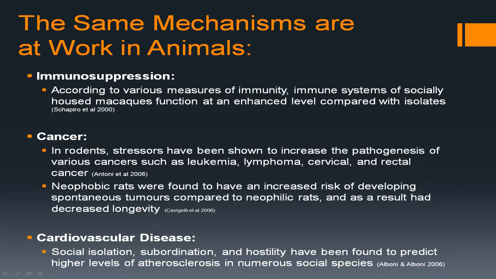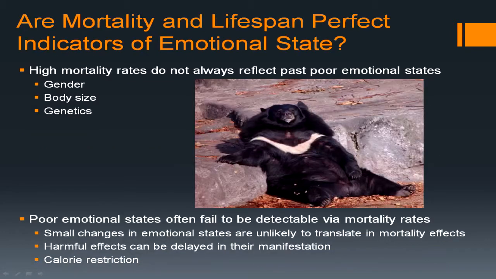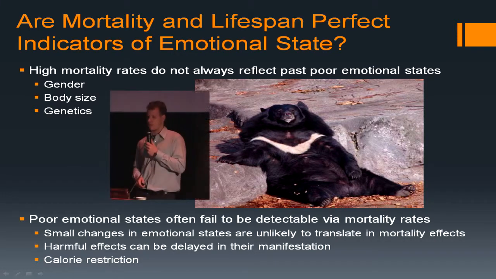And in a review of cardiovascular disease among social animals, social isolation, subordination, and receiving hostility have also been found to predict much higher levels of atherosclerosis in these animals. And so obviously, this isn't a perfect indicator of emotional state. There are some issues with it.